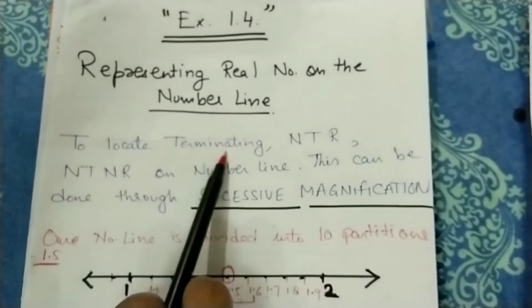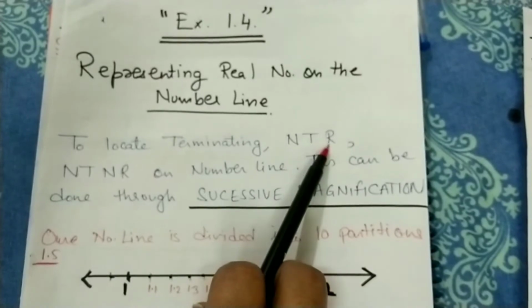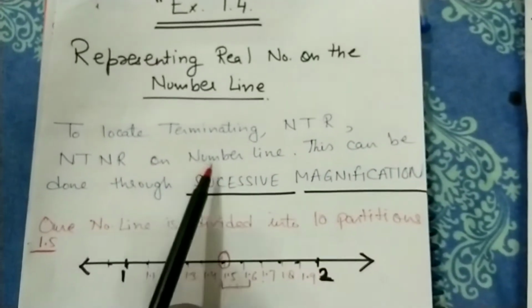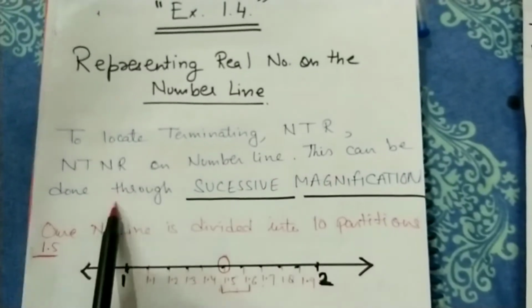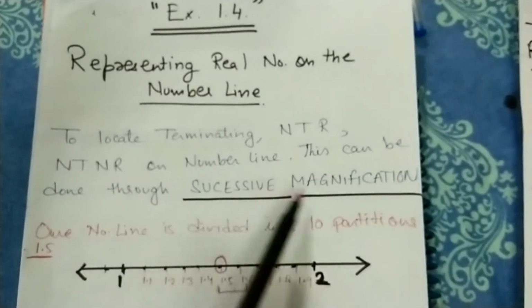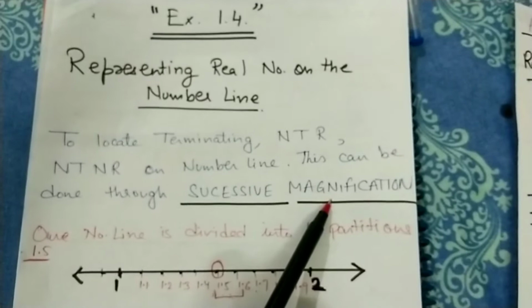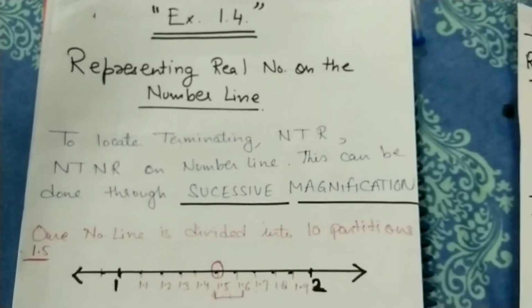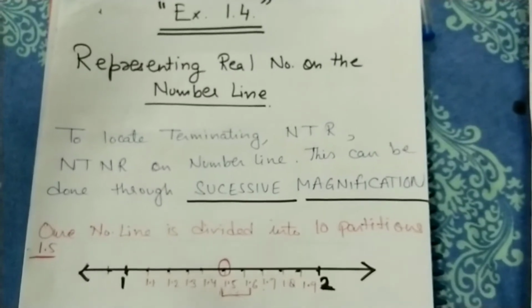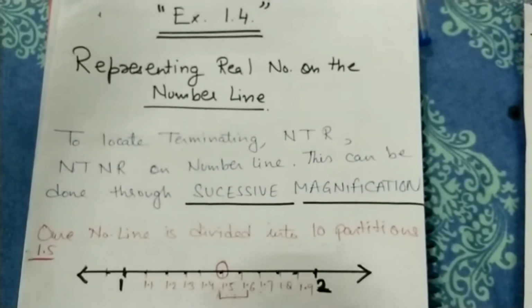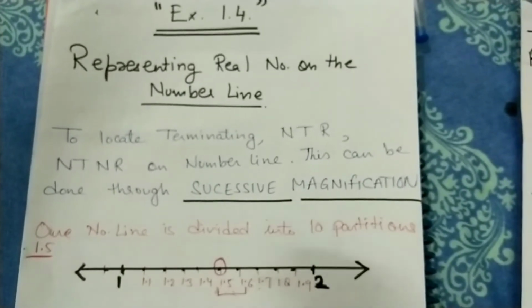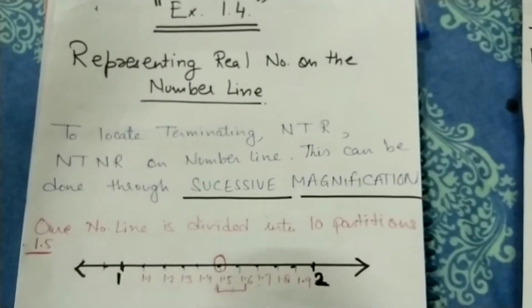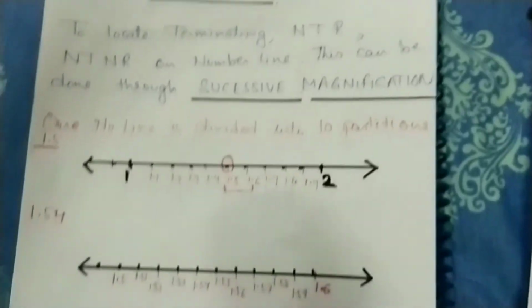To locate terminating, non-terminating repeating, and non-terminating non-repeating decimals on a number line, this can be done through the successive magnification method. Now, what is successive magnification? As you all know, with magnifying glasses, in order to see something accurately, we magnify that thing. This is how we are going to do this exercise.